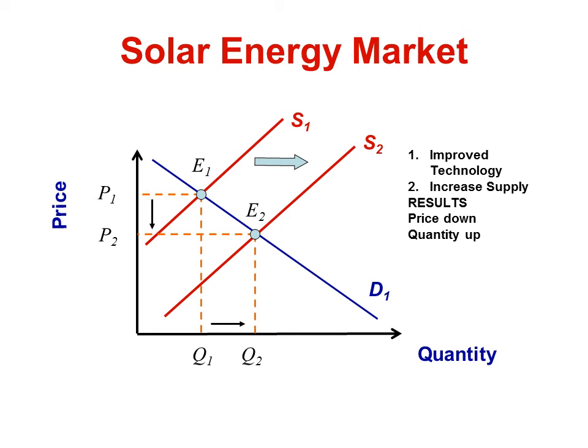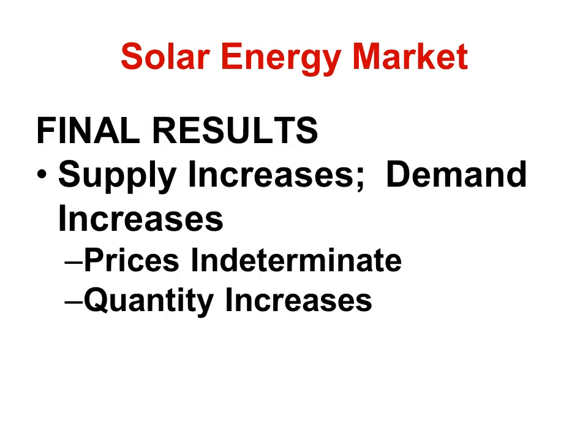Well, the increase in demand drove up price and drove up quantity. The increase in supply drove down price and drove up quantity. Therefore, we know the final results: a supply increase combined with a demand increase, price in this case is indeterminate. Quantity most definitely increases.